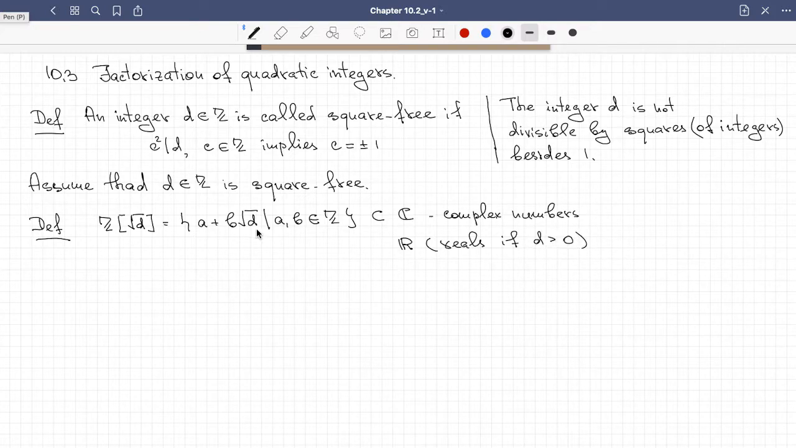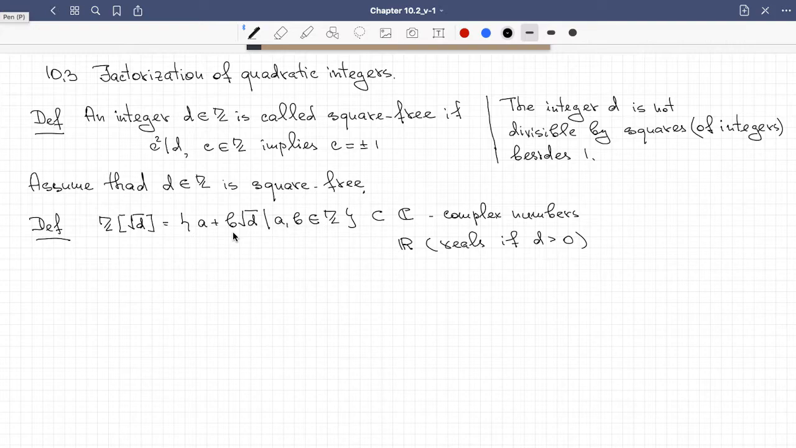We actually can take it both positive and negative. I will not write that d is different from 0, because that assumption is embedded into square free. 0 is divisible by 4, which is a square. So when d is positive, this is a set of real numbers. When d is negative, this is a set of complex numbers. Some of them are still real when b is 0.